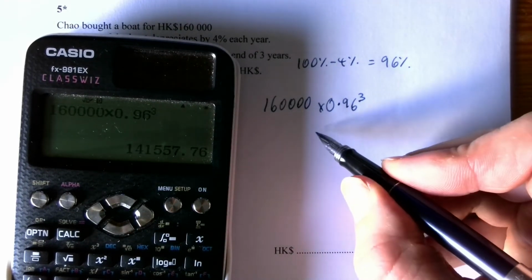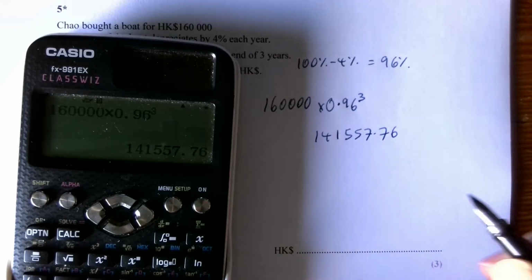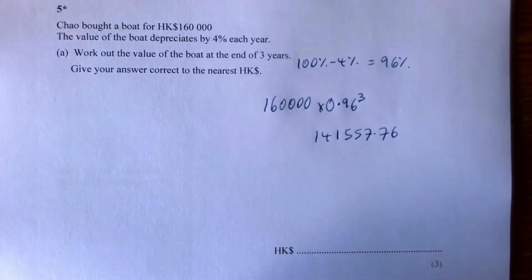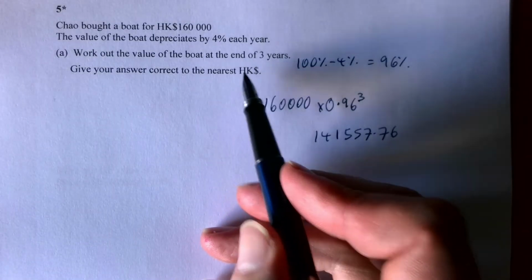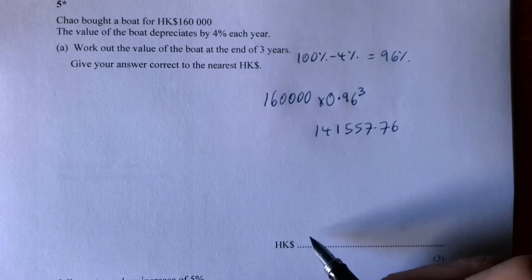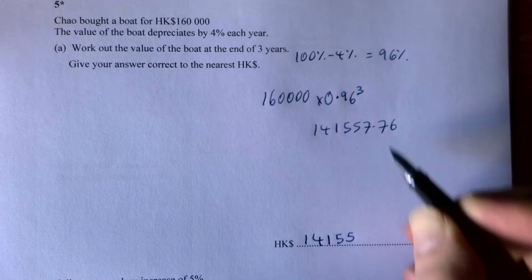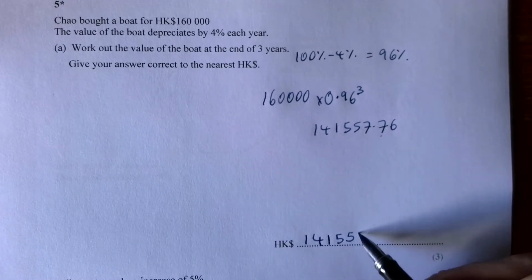So that gives us 141,557.76. Oh, and that is to 2 decimal places. But it says to the nearest Hong Kong dollar. So the final mark, we need to make sure that we round that. That 7 there is going to push that up to an 8.